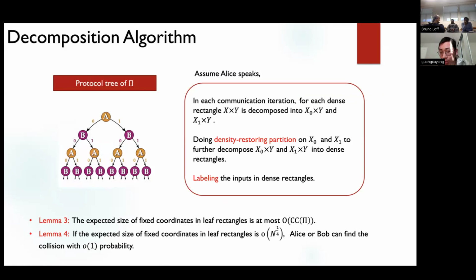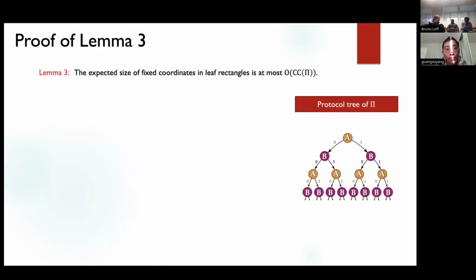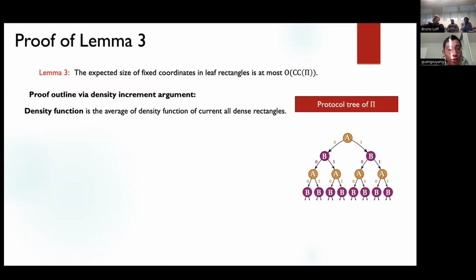So let's turn to proving number 3, the one where we want to bound the fixed size by alpha. First, we define the density function. The density function is the average density function over all dense rectangles.